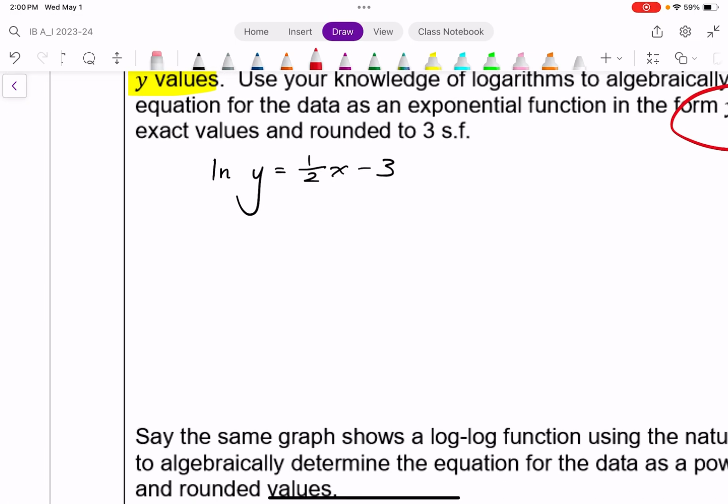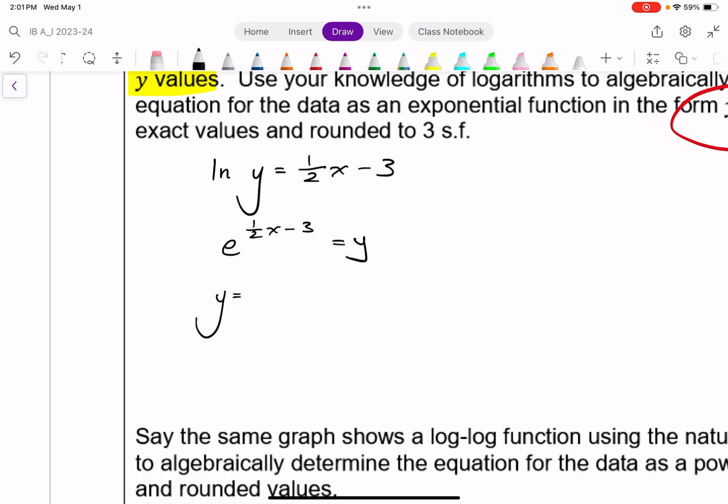Well, if I look here, the first thing I want to do is write this in exponential form. This is in logarithmic form. And remember that ln of y means the natural logarithm, or log base e of y. So writing this in exponential form, this is e to the power of 1/2 x minus 3 equals y. All right, what can I do with that? Well, I'm just going to write the y first.